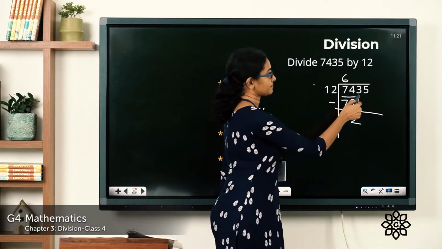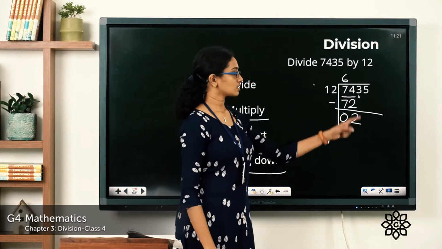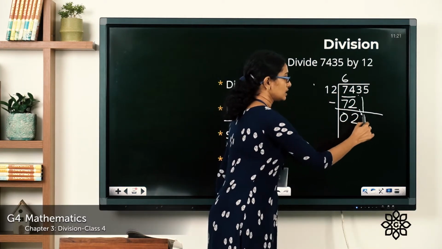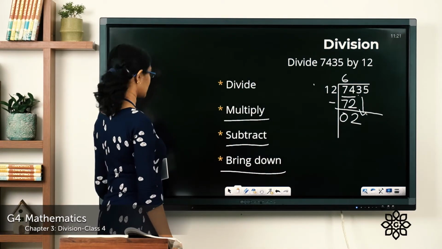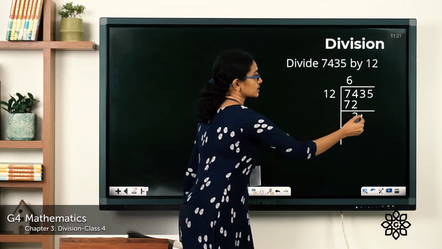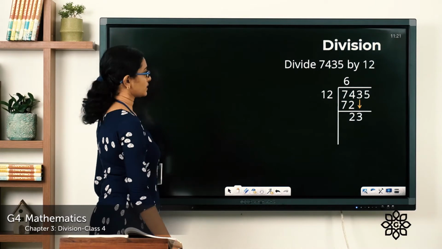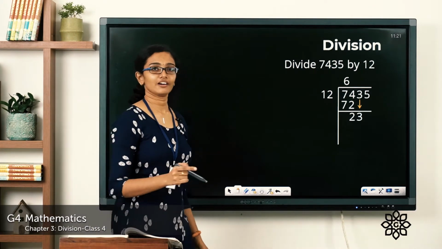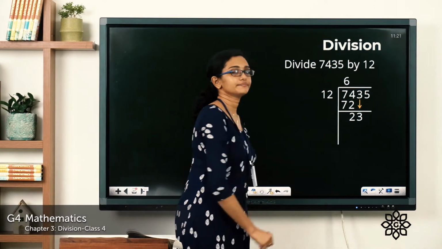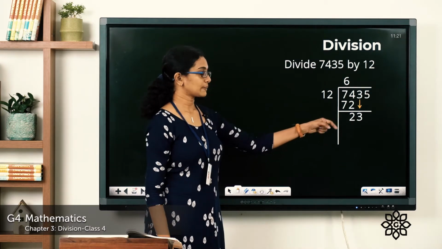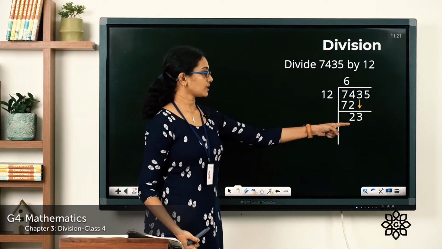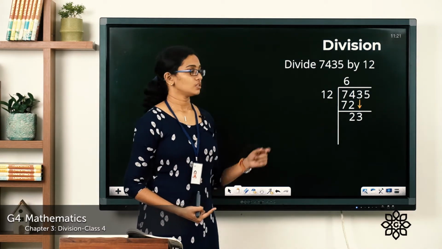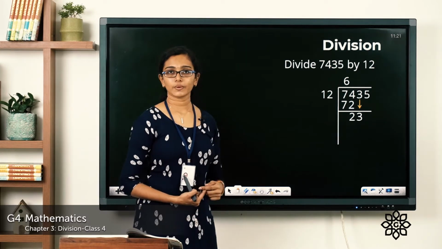Which is the next digit? It is 3, right? So, let's bring down this 3 here. So, that gives us what? Bringing this 3 down gives you 23. Now, our dividend is this 23. Now, what is the next step? We are repeating the whole process. So, 23 divided by 12. So, how many 12s will go in 23?